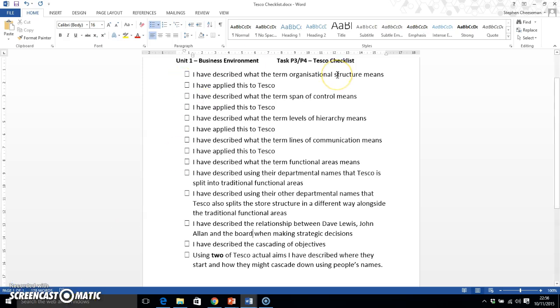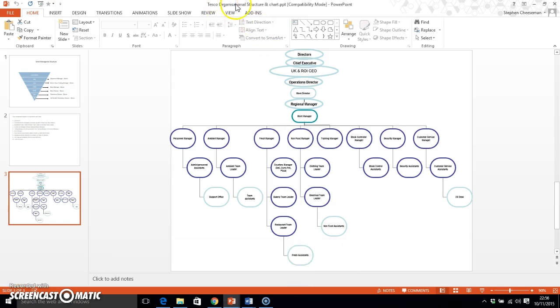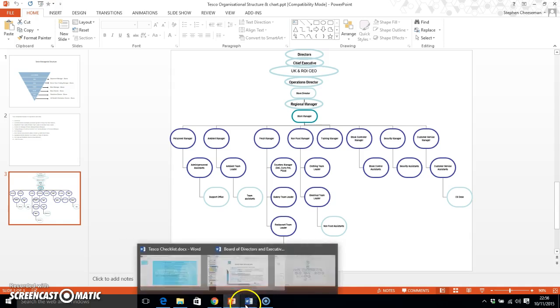I've described the term organisational structure and I've applied it to Tesco's. What type of organisational structure is Tesco's? Get into the shared area, open up the Tesco's organisational structure, the ones we've been talking about, flat, tall. Which one is this? Explain why you think it's that.